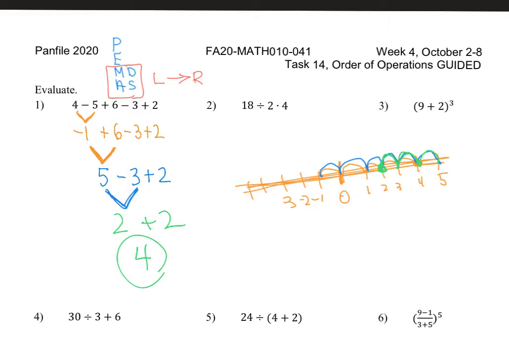I didn't do only the addition, right? I didn't then only do the subtraction. I simply moved from left to right. Notice I only took the first step, whatever the leftmost step was, and I worked from left to right. Since it was only addition and subtraction, that's why I did it that way. All right, the same thing is going to happen in number 2.